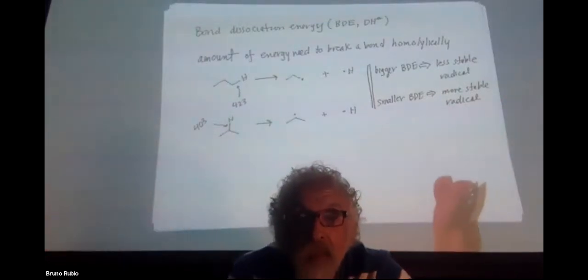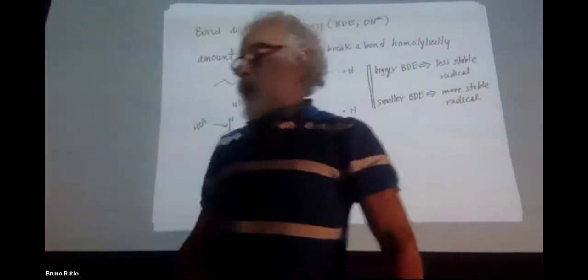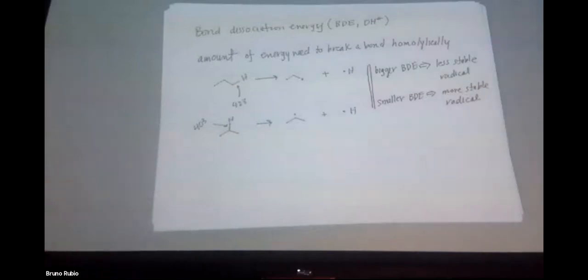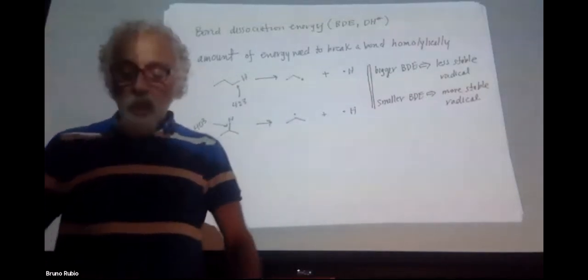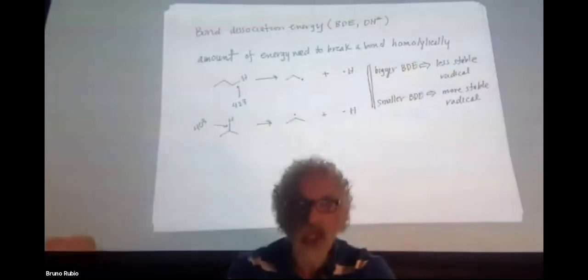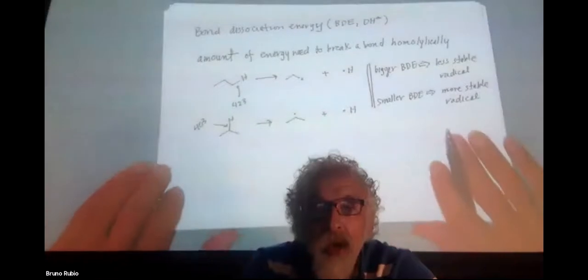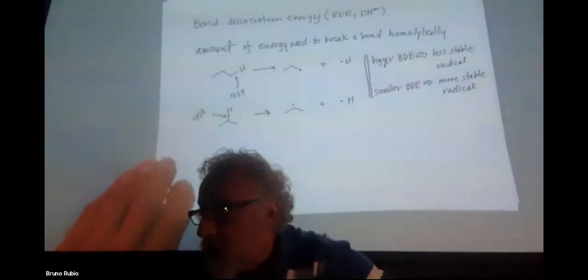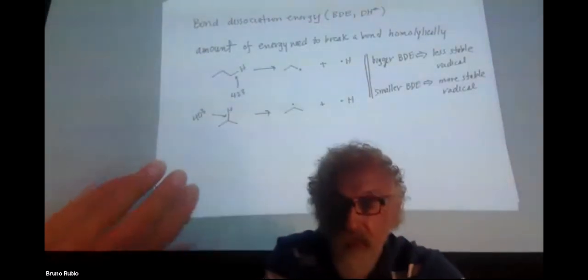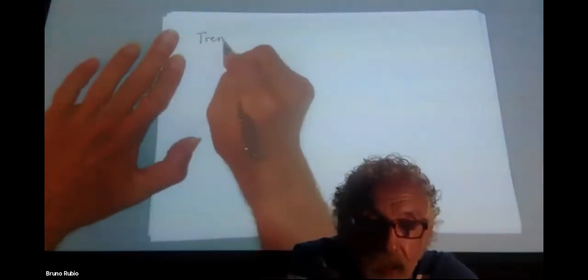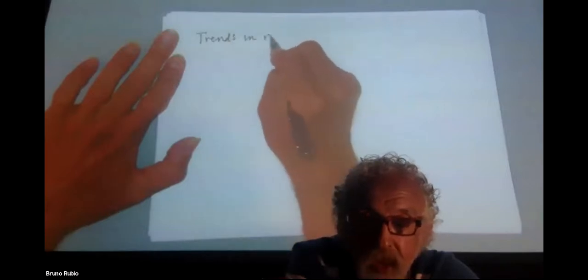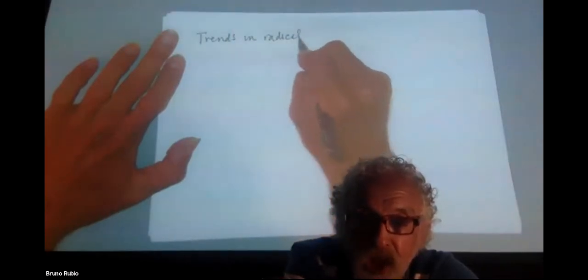So by looking at a table of bond dissociation energies, hope I have one. Aha. By looking at a table of bond dissociation energies, I can identify trends in radical stability.